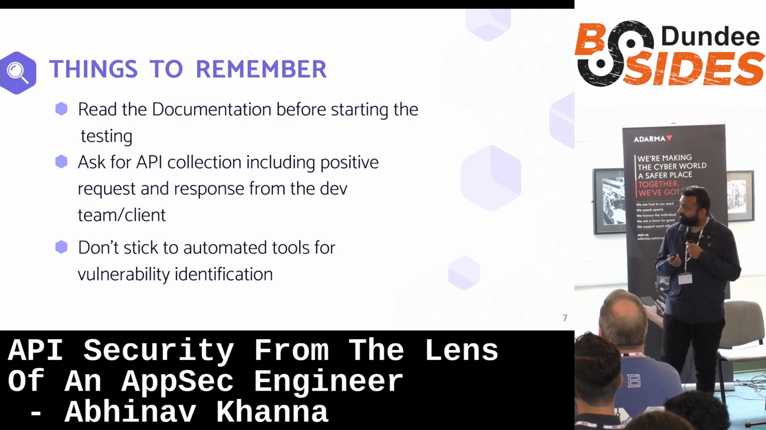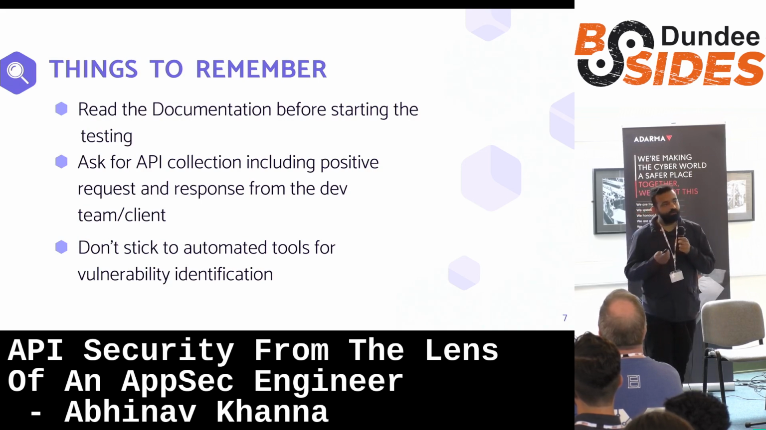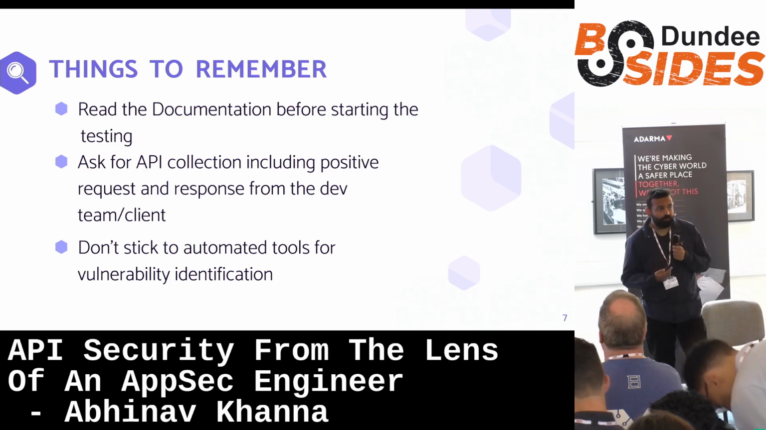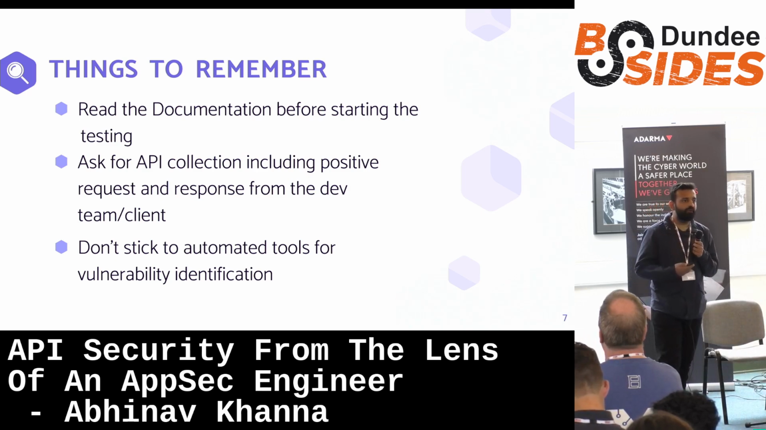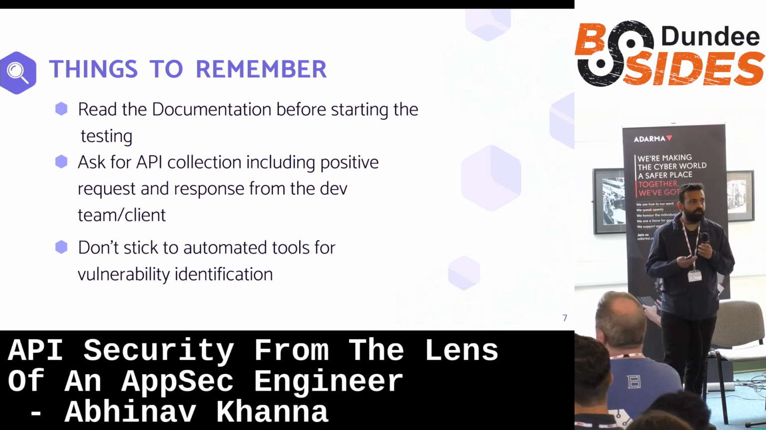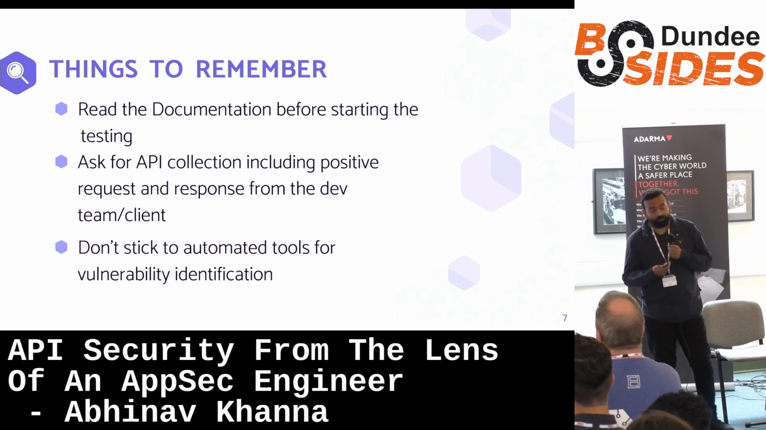When we want to start an API security assessment, there are some things that we need to take care of. One, read the documentation that has been provided to us. If it is not provided, do ask your client or the developer or business team, whatever it is. Try to read the documentation and understand how the APIs are working. What is the exact business logic of the API?